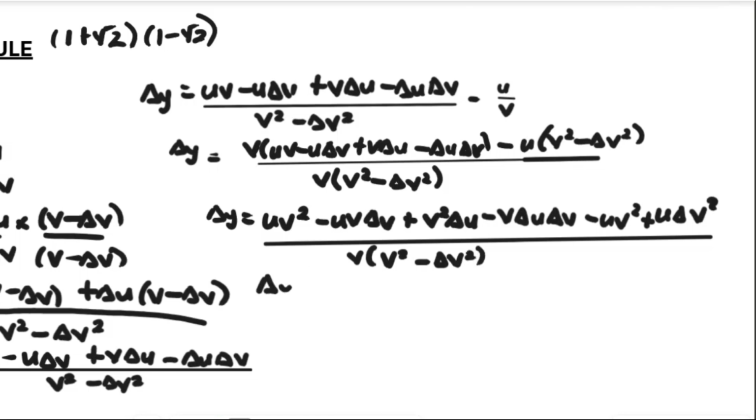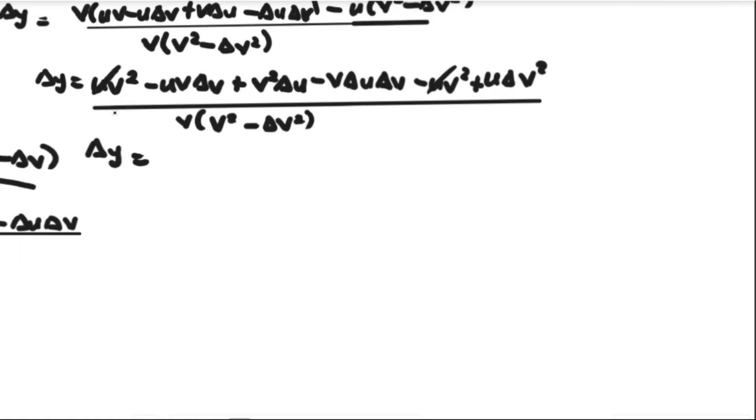So delta y will give us uv squared minus, let me put it very well, uv squared minus uv squared, that will give us 0. So we'll be left with minus uv delta v plus v squared delta u minus v delta u delta v plus u delta v squared being divided by v into v squared minus delta v raised to the power of 2. Okay, so uv squared minus uv squared, that's giving us 0 already. Now take a look at something.